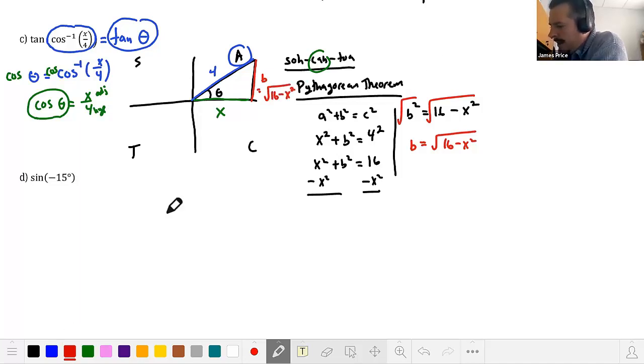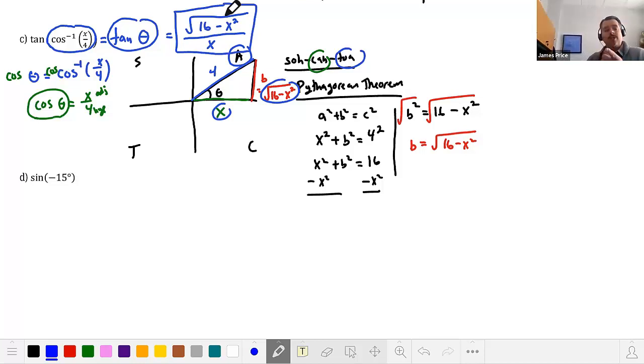And now I got it. To find the tan of the angle, it's the TOA. It's the opposite over the adjacent. So it's going to be equal to the square root of 16 minus x squared, all divided by the adjacent, which is x. So that's my answer.